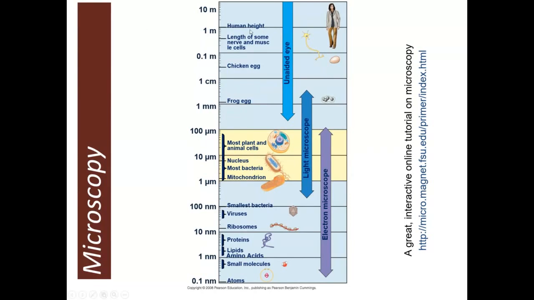So if you look here, we can see a human, we can see some really long cells. We can see a chicken egg cell. We can actually see frog eggs. They're pretty little, but we can see them. But most cells that are in these two yellow categories right here, we just can't see with our naked eye. See right here, our naked eye ends and we can't see. So we utilize what are called light microscopes to help us see those.